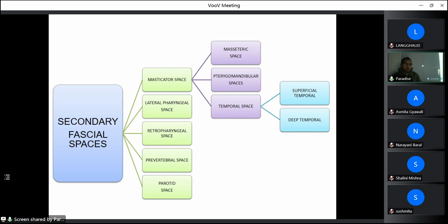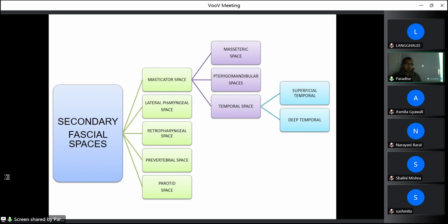Next is retropharyngeal space. It is present posteriorly. Posterior to lateral pharyngeal space, there is retropharyngeal space. The anatomical structure which divides the lateral pharyngeal space from the retropharyngeal space is carotid sheath. The space anterior to the carotid sheath is known as lateral pharyngeal space, and the space which is present posterior to the carotid sheath is known as retropharyngeal space. Then there is prevertebral space and parotid space.